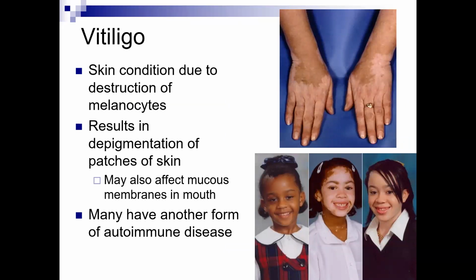Vitiligo, so this is a skin condition, and it's due to the destruction of melanocytes. So it results in the depigmentation of patches of skin. You can see this girl down here. She has much lighter patches on her skin, and you may also see it on mucous membranes in the mouth. So the buccal mucosa, you might see it on the attached gingiva, and many also have another form of an autoimmune disease along with vitiligo.